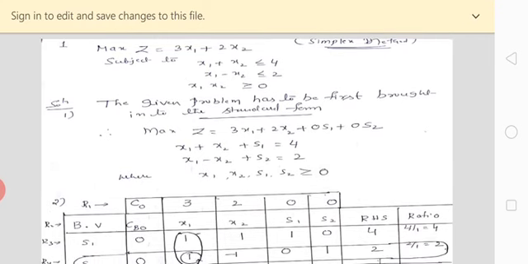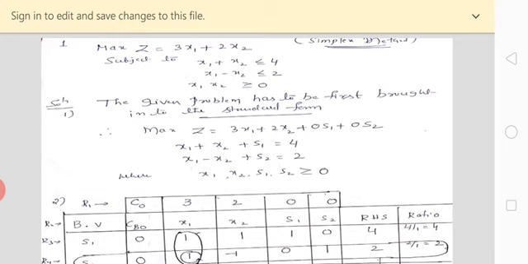Similarly, the same thing here. The sign given is again a less than or equal to sign, so again you add one more slack variable, that is s2, which I have added. It becomes x1 minus x2 plus s2 is equal to 2, where the variables x1, x2, s1, s2 are all greater than or equal to 0.